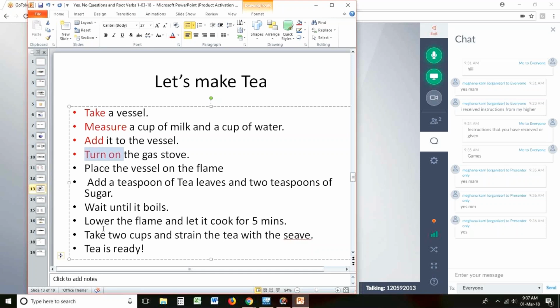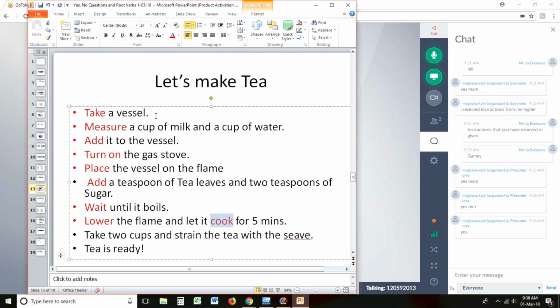All right, you turn on the gas stove. Then place the vessel on the flame. So after you turn on the gas, you place the vessel on the flame. Then you add a teaspoon of tea leaves and 2 teaspoons of sugar. All right, I mean sugar according to the taste. So you add things to it, and then you wait until it boils. Then you lower the flame. All right, and let it cook for 5 minutes.